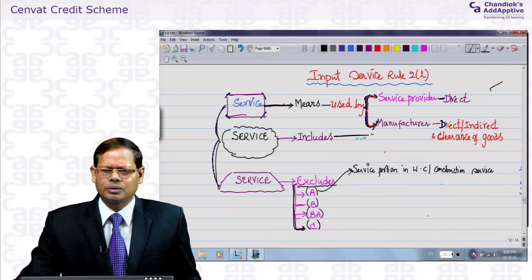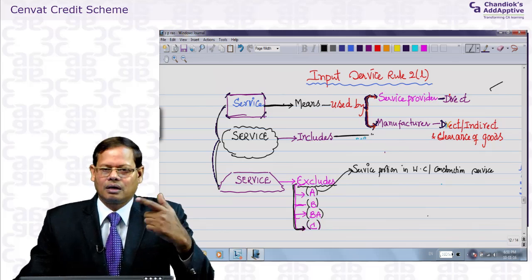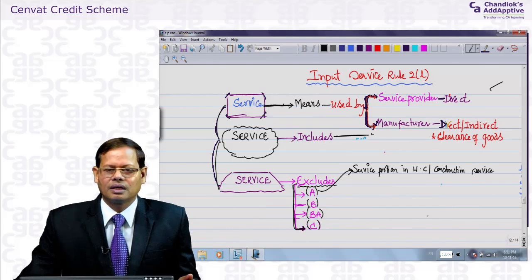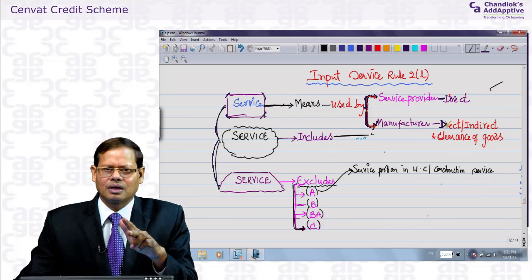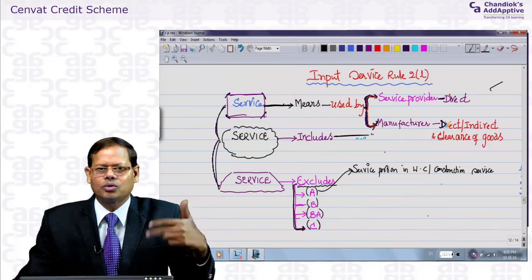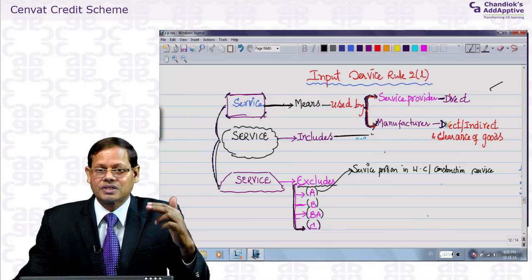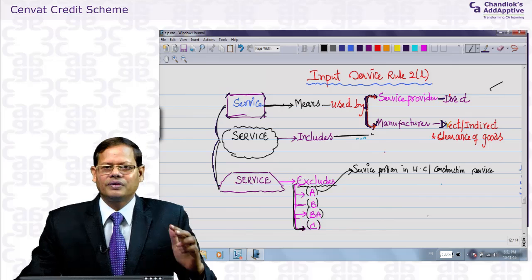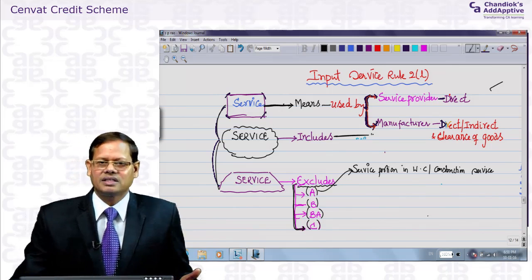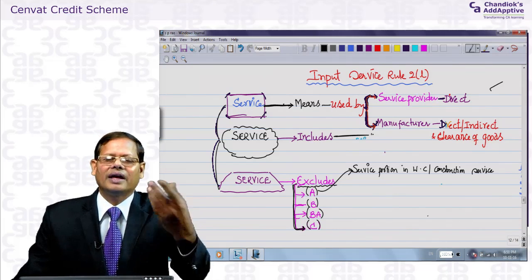Part A, capital goods, no, part B and C. Part B is for carriage of goods or renting of motor vehicles. For a specified service provider, if he is carrying inputs or capital goods for his output service, or if he is a service provider whose activity is renting, his job is to rent, or if he is a courier service, or in the case of carriage of passengers, he lets out, he rents, he gives his vehicle for rent purpose.